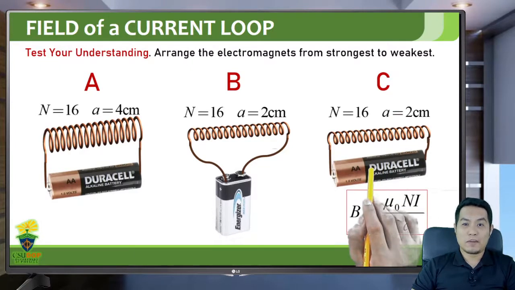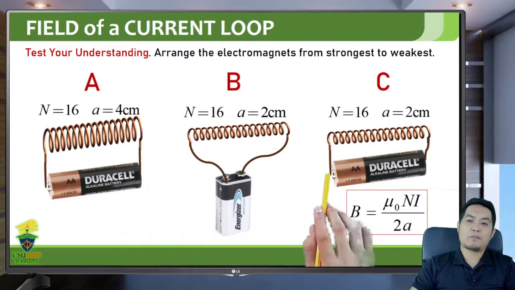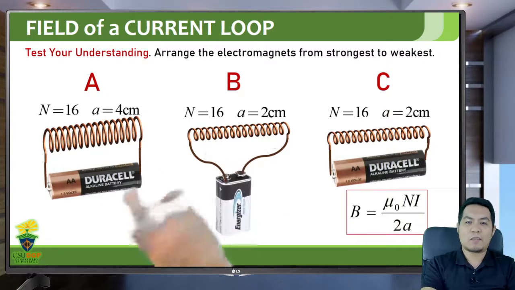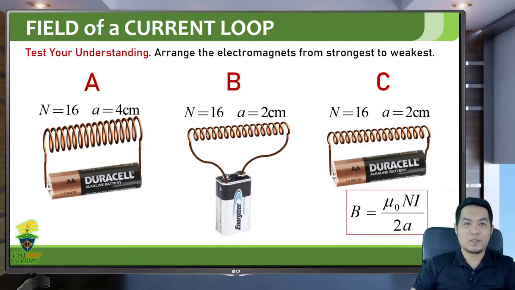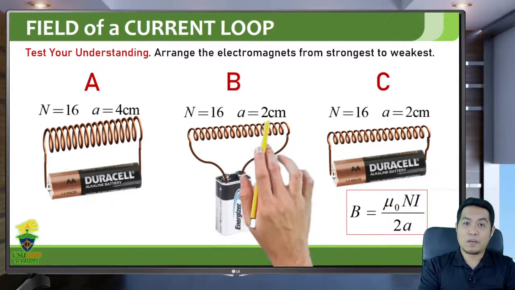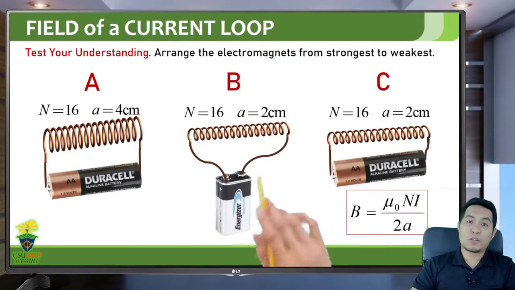An AA battery is 1.5 volts. These two are 1.5 volts. This is 9 volts. So we can take out the number of loops in our analysis because they all have the same number of loops. We'll just consider the current and the radius. In order to have a strong magnetic field, you need a large current and a small radius. To have a large current, you need a large battery. In this case, B has the largest battery, and it also has the smallest radius, meaning B will be the strongest.